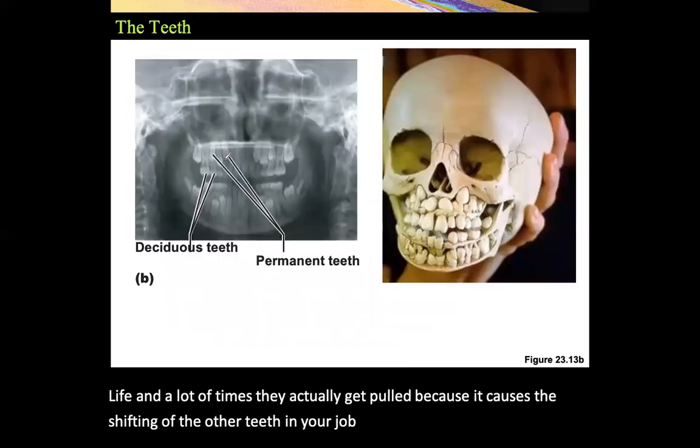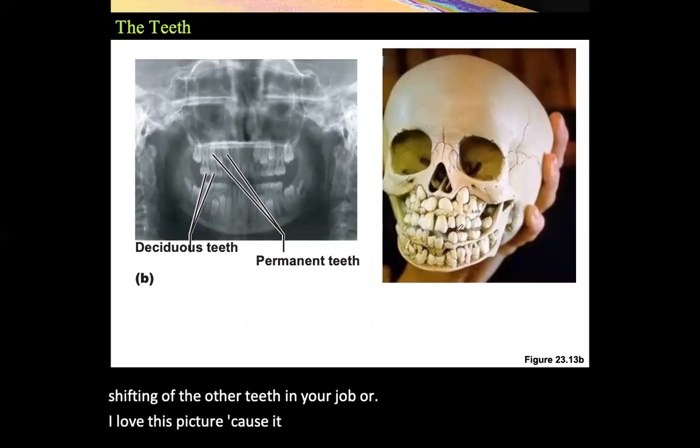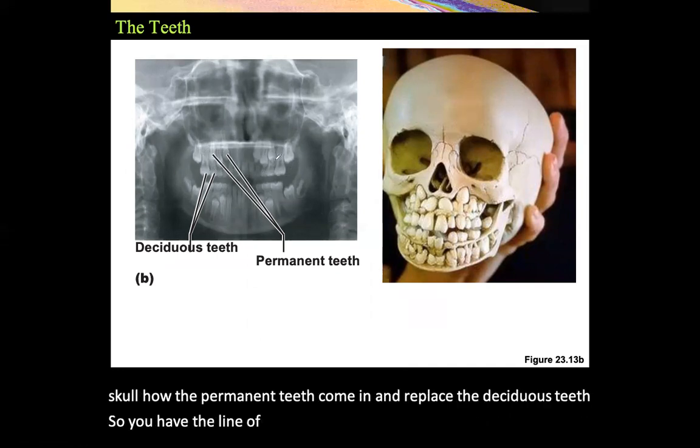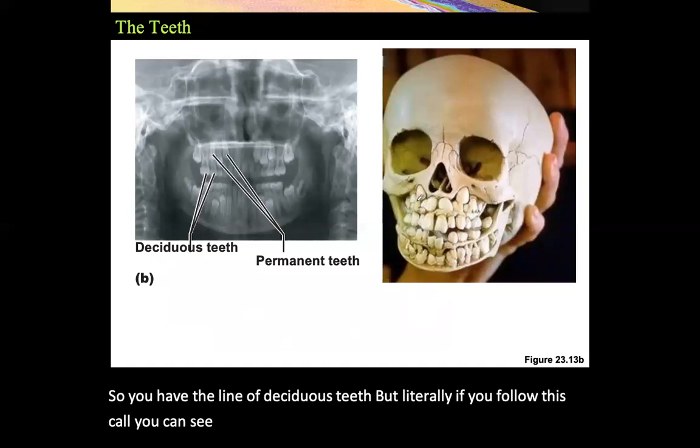I love this picture because it shows you both in the x-ray and in the skull how the permanent teeth come in and replace the deciduous teeth. So you have the line of deciduous teeth, but literally if you follow the skull, you can see the other permanent teeth coming in right underneath them.